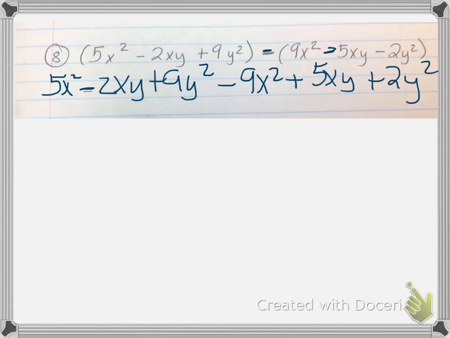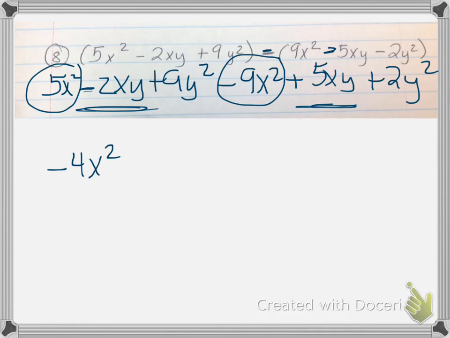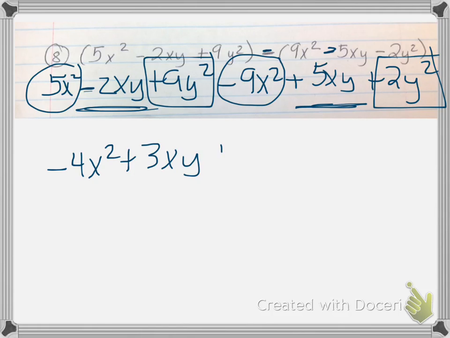And then we're just combining. This guy has an x squared, but so does the negative 9. So what does that become? -4x squared. The negative 2xy and a plus 5xy becomes plus 3xy. And then a plus 9y squared and a plus 2y squared is 11y squared. And that's it. Pretty simple?